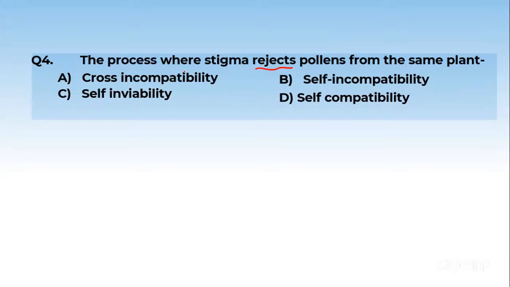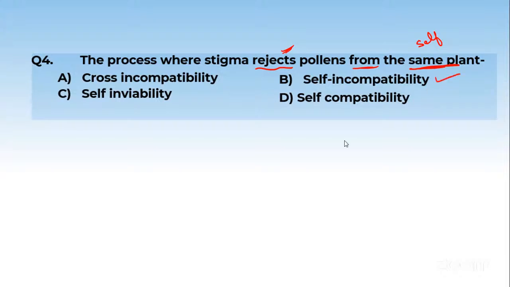Think once again. They are telling the process where the stigma rejects. Rejects, we know. Incompatibility means what? Rejecting pollen from the same plant. Same means what? Self. Yes or no? Then you got the answer in the question only. Now you tell me which is the answer. Very good, Janvi Haveri. Yes, Sanju. The correct answer is self incompatibility. Right, in the question only the answer is there.